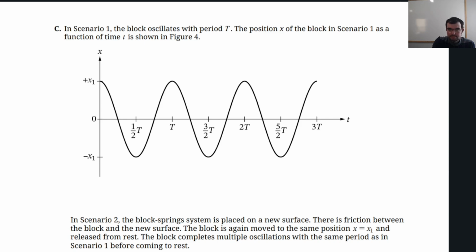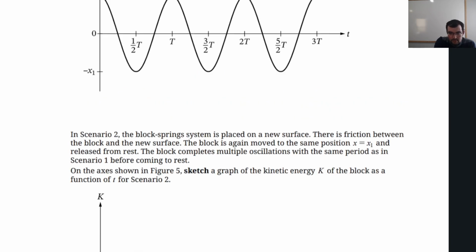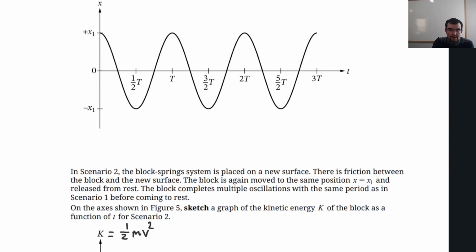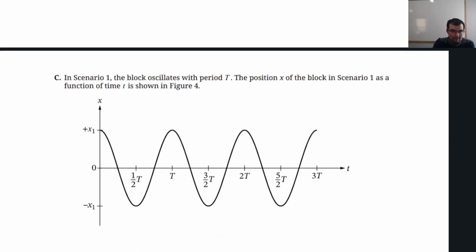But in scenario 2, we're putting this block on a surface with friction, and we want to graph the kinetic energy versus time. With anything in terms of kinetic energy, we're really graphing 1/2 mv squared with respect to time, so we're really graphing the velocity squared. Looking at the fact that velocity is slope, we can instantly find the points where the velocity is 0. The kinetic energy is 0 every time the spring is at max displacement, which we can tell by these horizontal tangent lines, and you can see that these occur every half cycle.